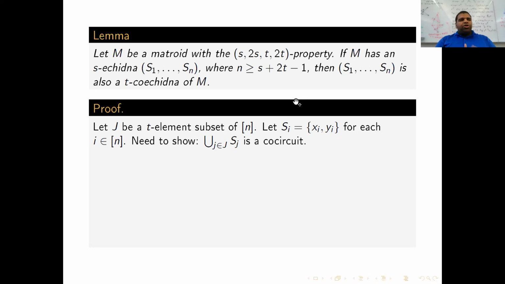Okay, so in order to show that I have a T co-echidna, I need to show that every set of T pairs, the union of that is a co-circuit. And so if J is a set of size T, and I take the union of these pairs that are indexed by J, I've got T pairs here, so the union needs to be a co-circuit. And so without loss of generality, we're just going to say that J is 1 through T, so the integers 1 through T.